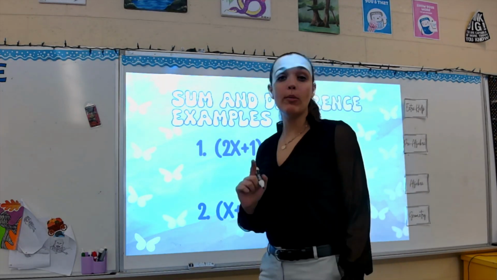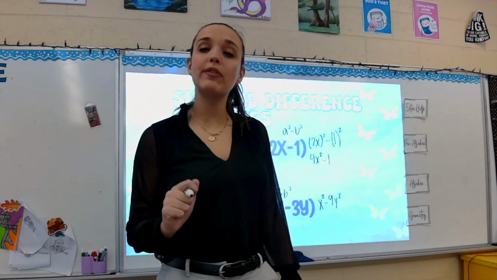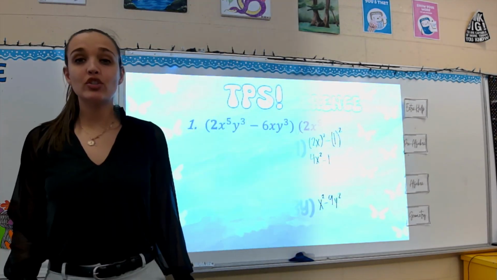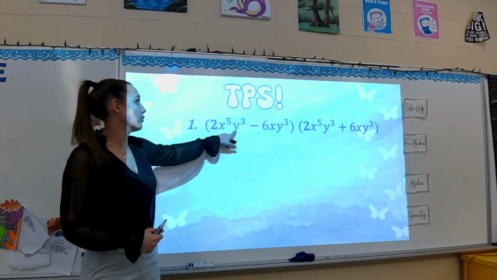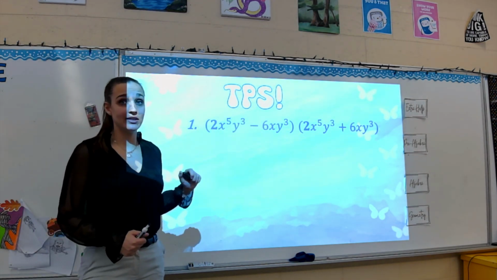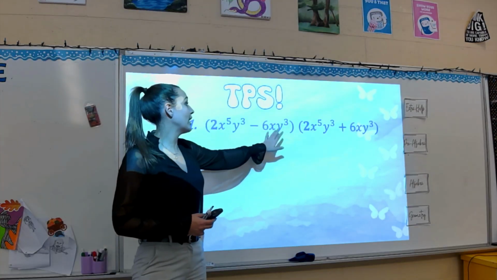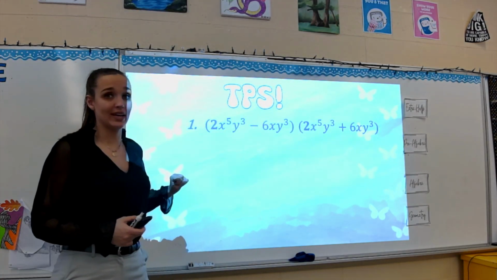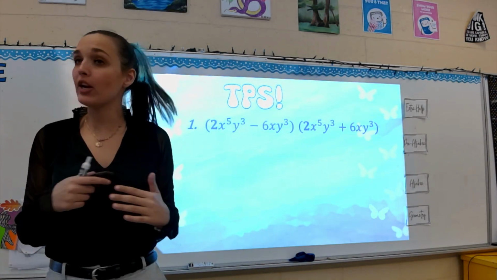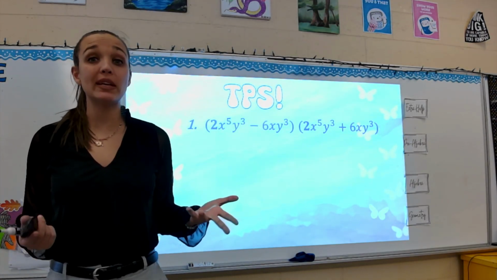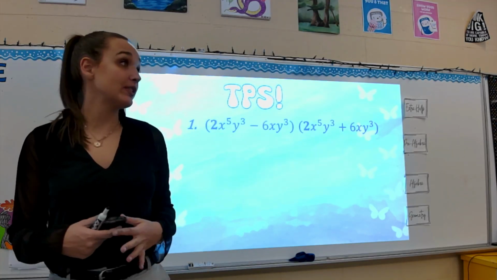Let's take a look at one more problem, a little bit elevated, so we fully understand this concept. So I have this long problem here, and I'm going to look. I have 2x to the 5th, y to the 3rd. I also have this in the next one. I have 6xy to the 3rd. I also have that one in the next one. One has a minus, one has a plus. I'm good to go. I'm not going to FOIL this normally. I'm going to use my special products rules for my difference of squares.